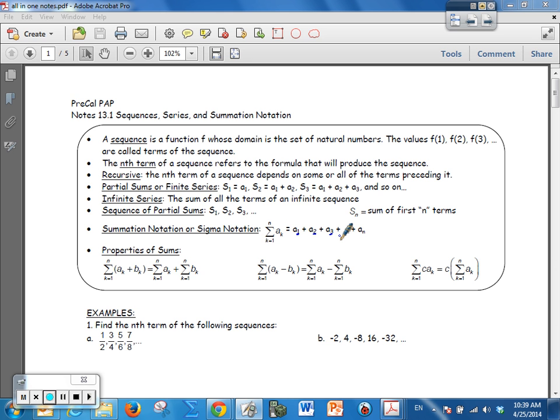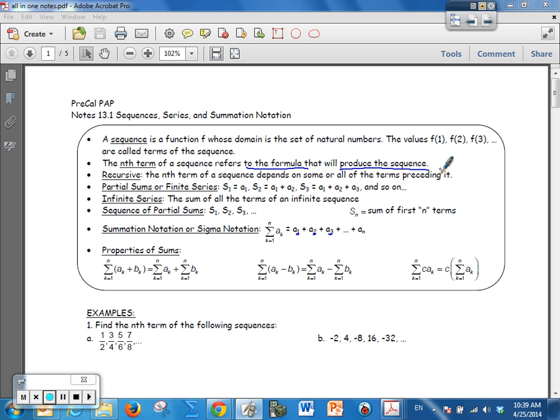And that usually is one thing that will confuse students, is what these things are for. That's a term number. All right, the nth term of a sequence refers to the formula. You're going to have a lot of problems that say, find the nth term. The nth term means a formula. Okay, so that's how you kind of decode what it's asking you to do. And that formula is going to produce the sequence.